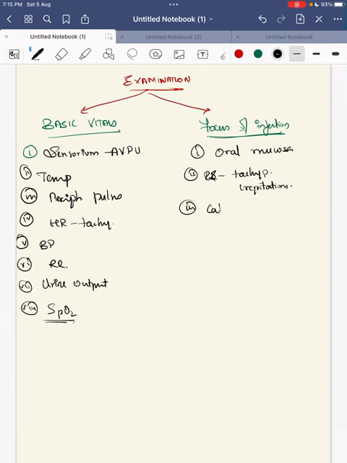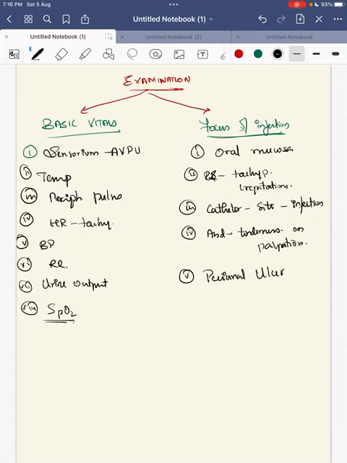Next, if the child is having any urinary catheter, then you have to look for catheter site infection. Not only urinary catheter, even any IV line or central line, you have to look for catheter site infection, whether there is a redness over the catheter or not. In abdomen, whether the child is having tenderness on palpation.